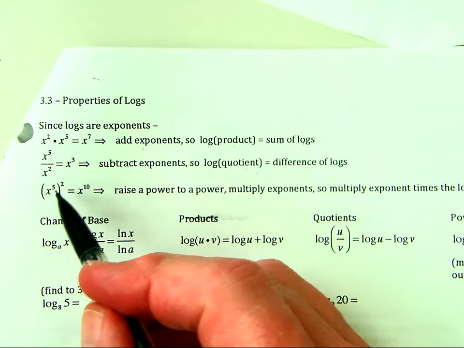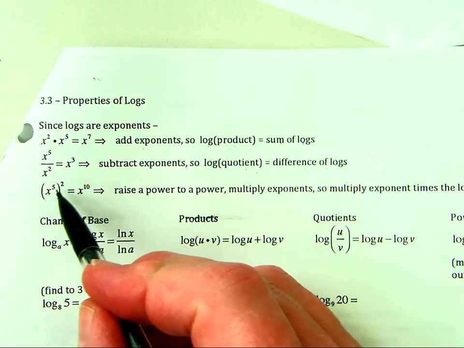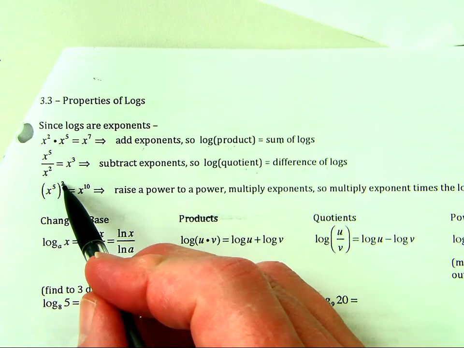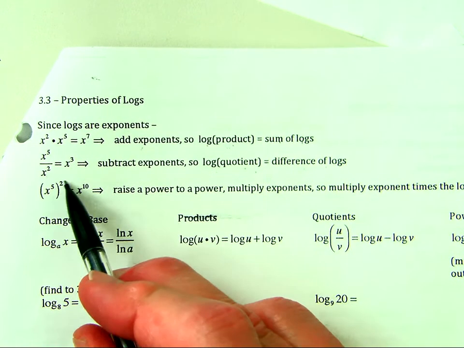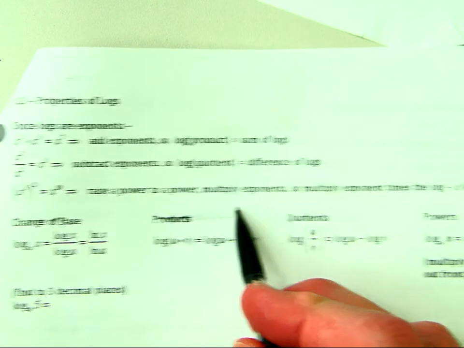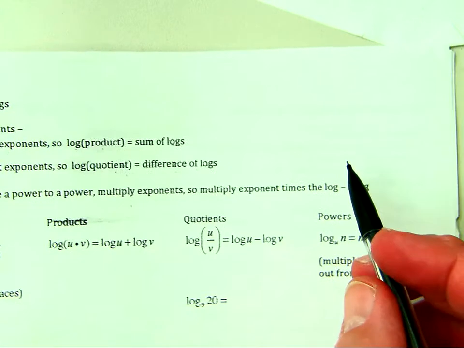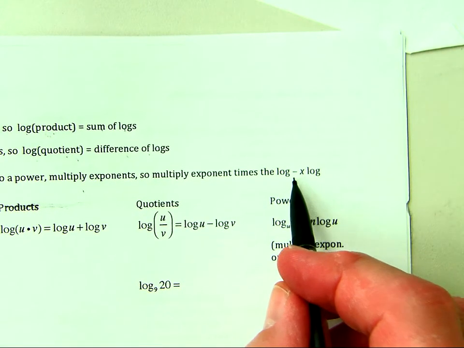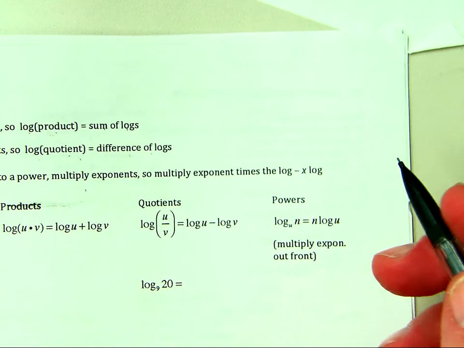The last thing is if you raise a power to a power, like if I have x to the fifth to the second power, we multiply exponents. So 5 times 2 is 10. So when you raise a power to a power, you multiply exponents. So if you have logs, you can take the exponent times the log.